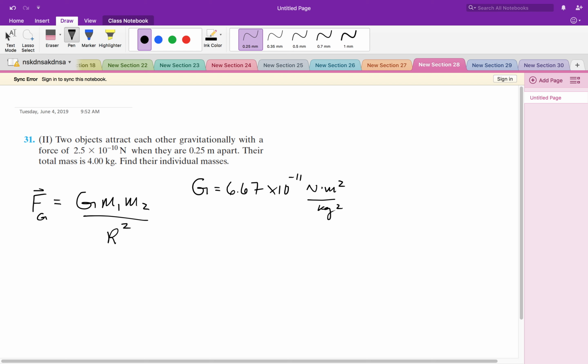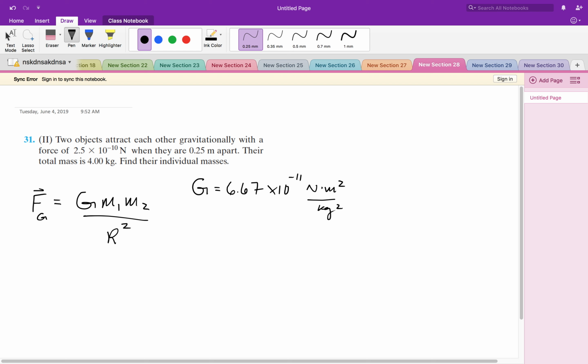In fact, it's the weakest of the four fundamental forces. The only reason we even notice it is because the mass of the Earth is so enormous. At the atomic level, it's completely washed out by the electromagnetic force and then the nuclear forces. Anyway, it works very well despite that.